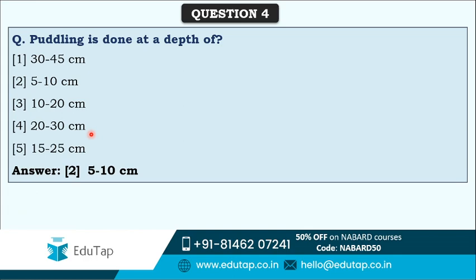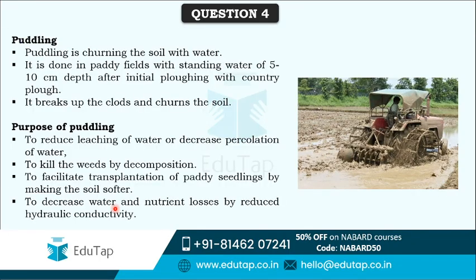Correct answer is option second, that is 5 to 10 centimeter. So puddling is done at a depth of 5 to 10 centimeter. Now let's know more about puddling. So puddling is basically the process of churning the soil with water.